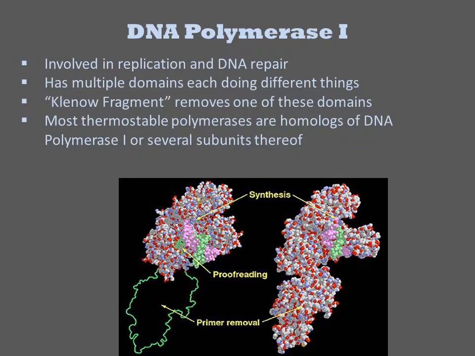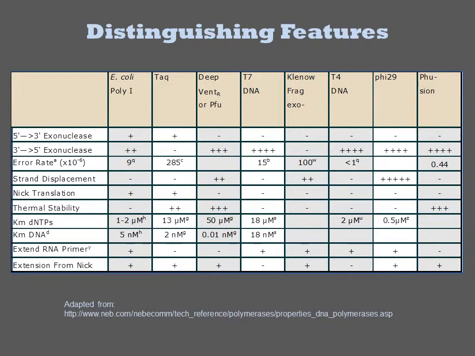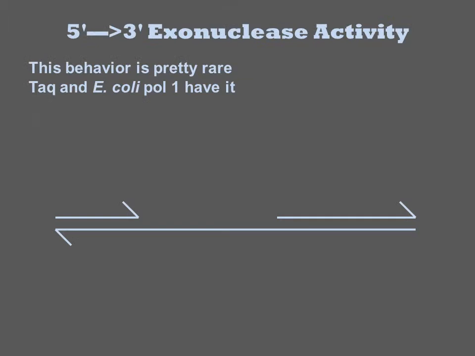The protein has multiple domains responsible for different aspects of its overall reaction, including a distinct domain for proofreading. This domain is removed in the Klenow fragment of DNA polymerase I. Most thermostable polymerases on the market today are homologs of full-length DNA polymerase I or of its Klenow fragment. Like with the exonucleases that degrade DNA, the different enzymes that polymerize DNA have diverse and specific subtle variations in behavior. I'll go through what the different properties here mean.